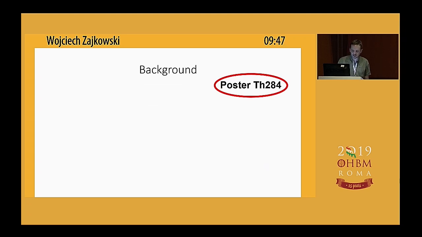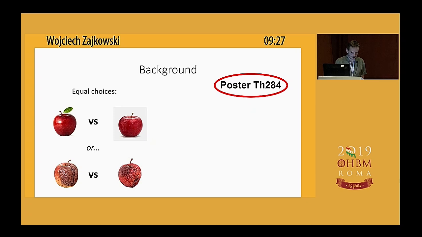Okay, so the background of this study was that we were interested in finding out what happens when people make choices between equal options, so options which have very similar or basically equal value. More specifically, what happens when you make choices between two very good options or two not so great options.